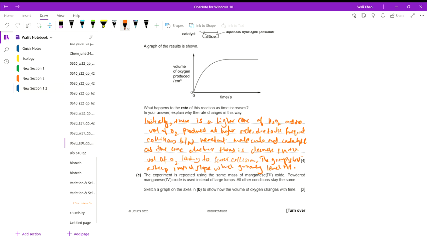So this was a 4 marks question, so according to the 4 marks I have explained it to you with the graph, okay. Next, the experiment is repeated using the same mass of manganese 4 oxide. Powdered manganese 4 oxide is used instead of large lumps. All other conditions stay the same. Sketch a graph on the axis in B to show how the volume of oxygen changes with time.